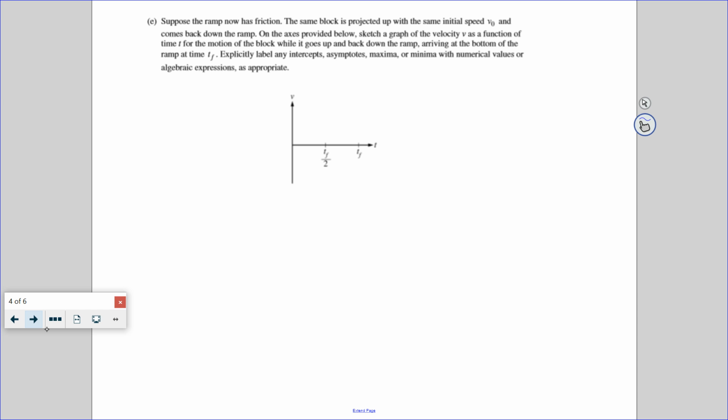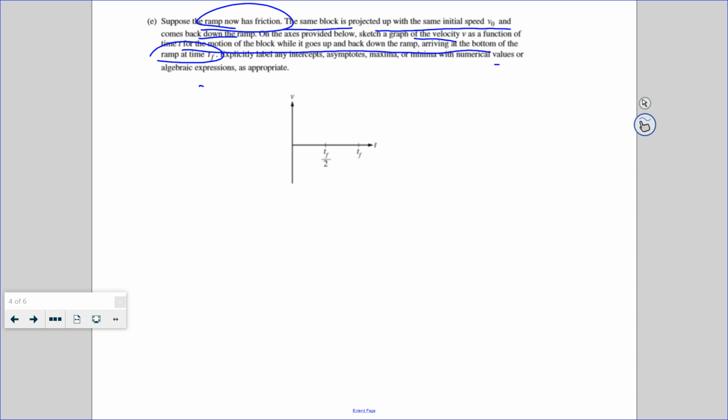Okay, the same block is projected up with the same speed and comes back down the ramp. On the axis, sketch the graph of velocity as a function of time for the motion of the block while it goes up and back down the ramp, arriving at time tf. Explicitly label any intercepts, maxima, minima. The ramp now has friction. Okay, so they made up a new problem with the same block. It trails off from the end of the ramp after having no friction. Now the same thing does have friction.